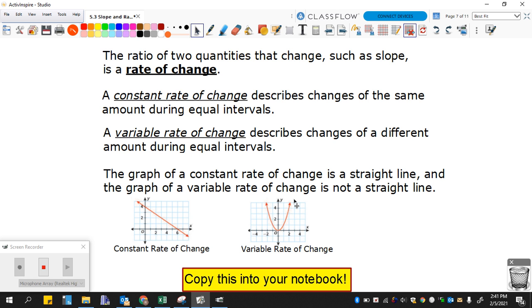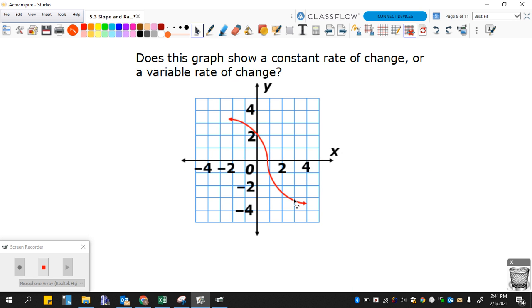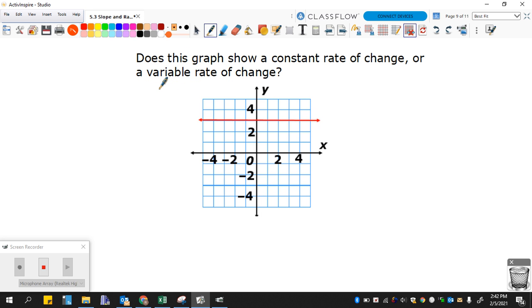And we had talked about this in the previous lesson where we talked about interpreting graphs. Okay, this is the same type of thing. All right, so does this graph here show a constant rate of change or a variable rate of change? Well, we notice here that it is a curved line. So if it's a curved line, that means it's a variable rate of change. In this one, it's a horizontal line. It's flat as can be, but it's straight. So it's a constant rate of change.